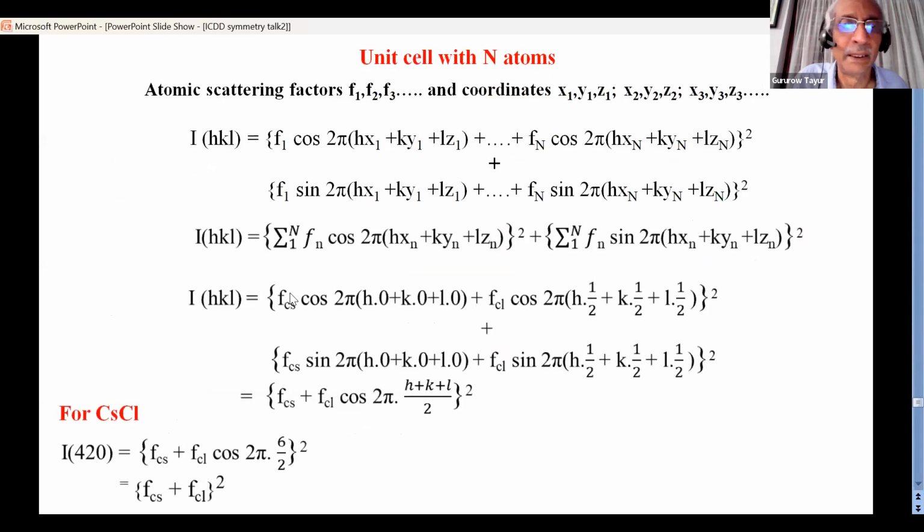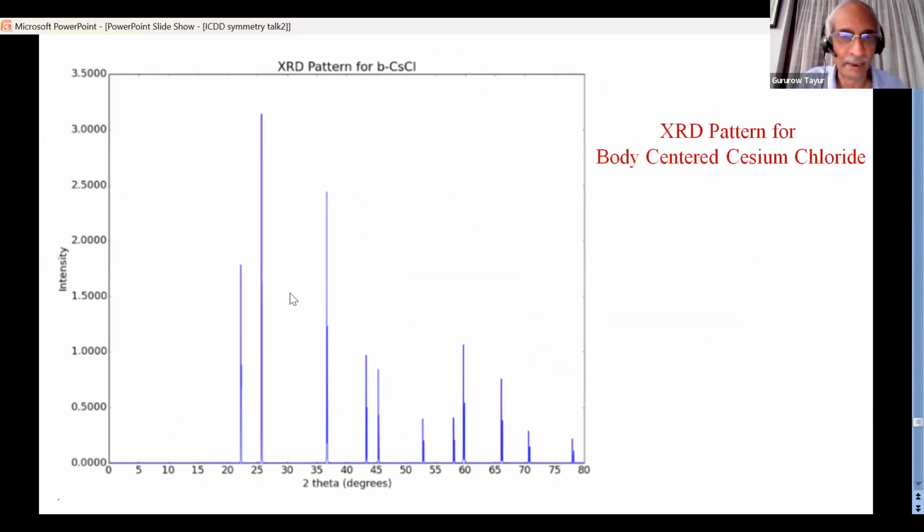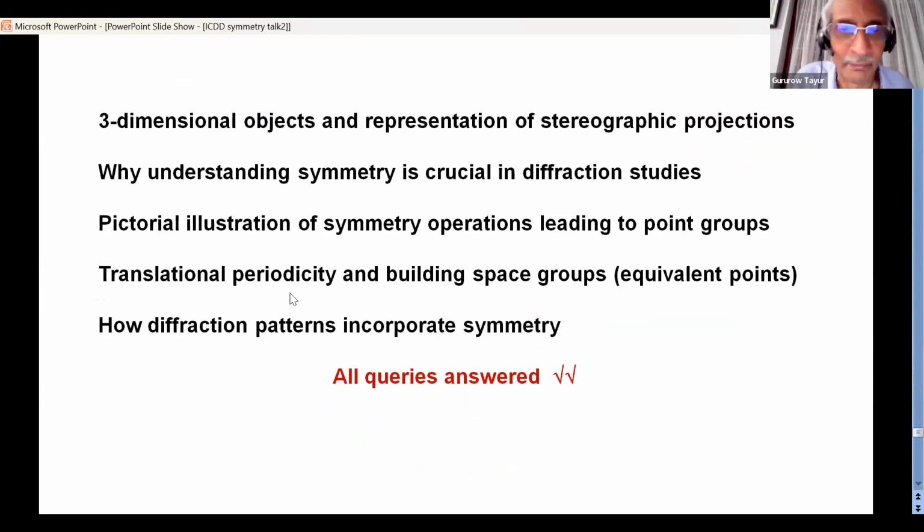So coming to the discussion of how we get a powder pattern, I wanted to tell you, but I think I'm running out of time. Definitely now, we have only 4 minutes left.